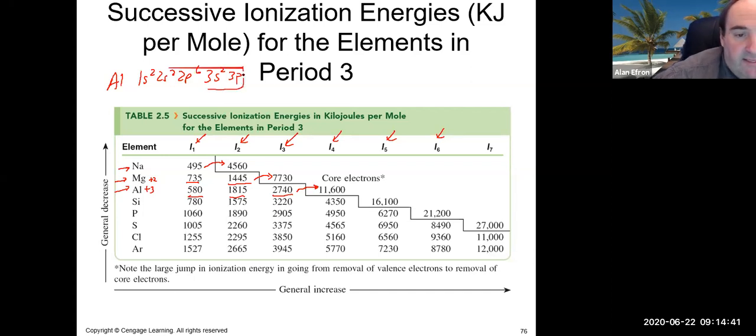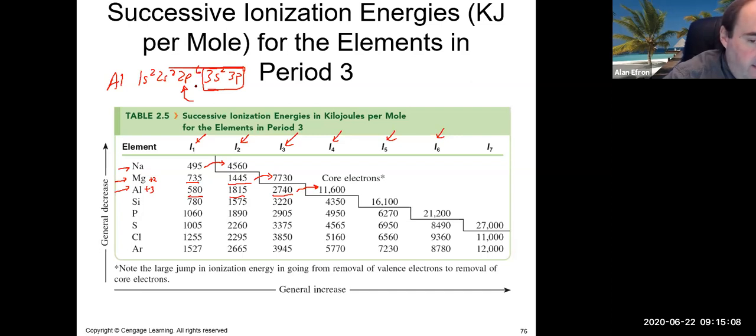3p1. These are the 3 valence electrons. They're all in the third energy level. But once you try to get to that fourth electron, you're down there in the core electrons at that point. Not going to happen. So again, the general trend is increases to the right, decreases down. But once you start getting into those core electrons, they don't typically get lost.